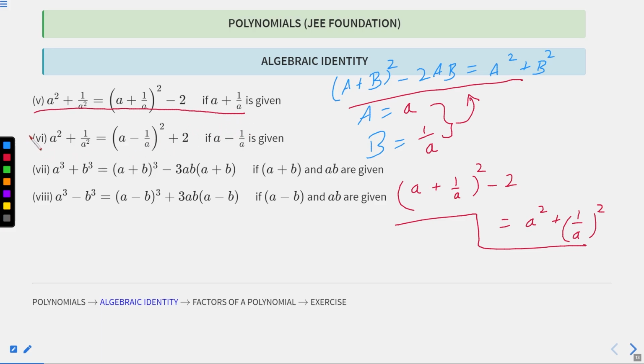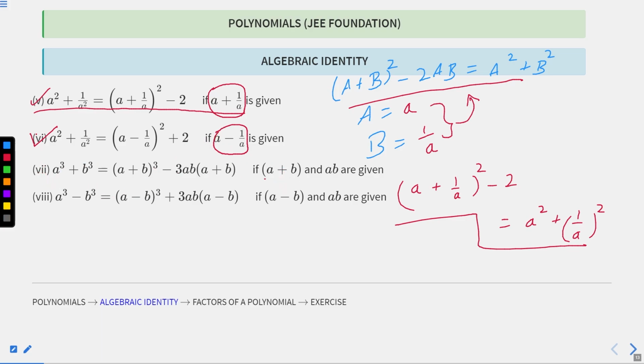In a similar manner we can see that a square plus 1 upon a square is equal to a minus 1 upon a whole square plus 2. So give your attention, we will use these fifth and sixth when a plus 1 upon a is given and a minus 1 upon a is given respectively.